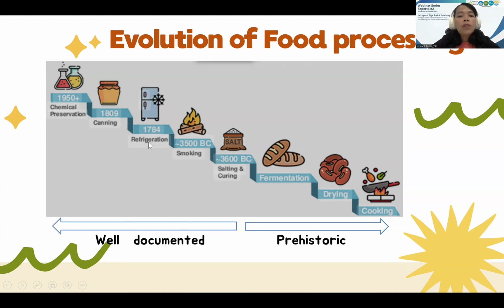They could keep the food in the refrigerator in these years, and they already started before the century. They started smoking the food like a grill, like we know right now, and they used salt or curing in this time. And in the prehistoric evolution of food processing, they started to apply fermentation, drying, and cooking processes.